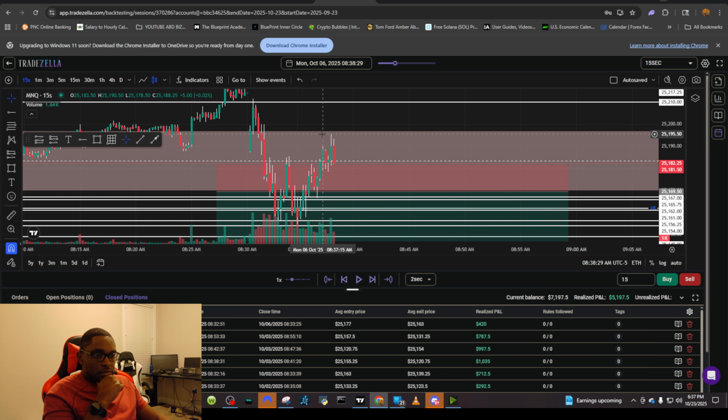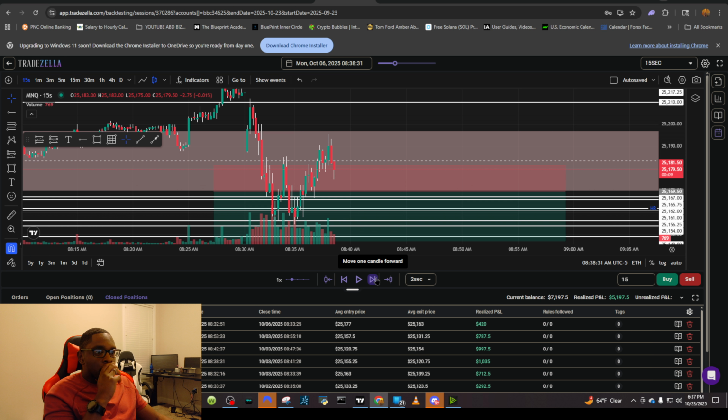Yeah, almost. Yeah, it did. This green candle right here, the last one to have a pair before the red imbalance came in, it tapped it right there. It's probably going to reject and come all the way back down.